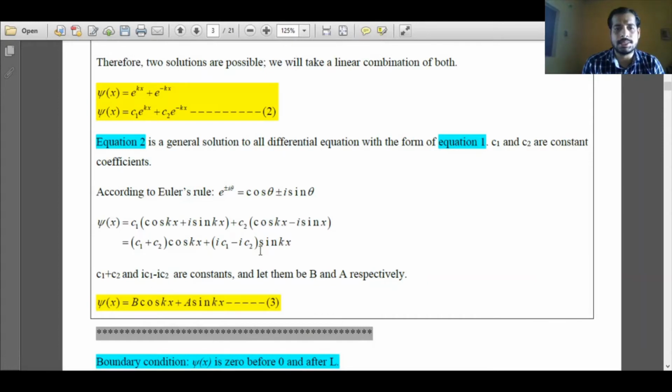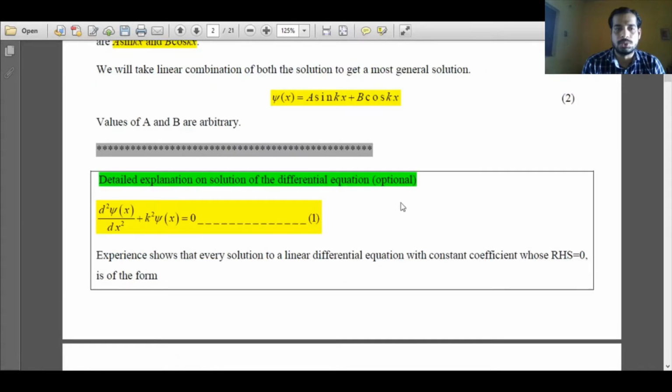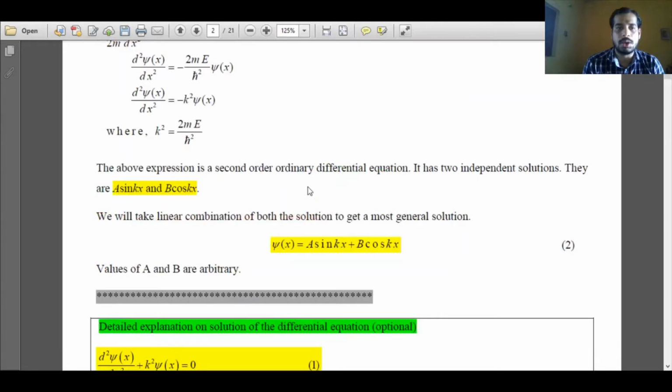So my solution becomes, in trigonometric form, psi x is equal to B cos kx plus A sin kx. This is what we have obtained here in equation 2. So now our solution for a particular region is A sin kx plus B cos kx. Now to this solution we will apply the boundary conditions.